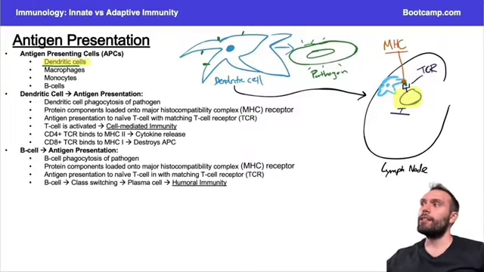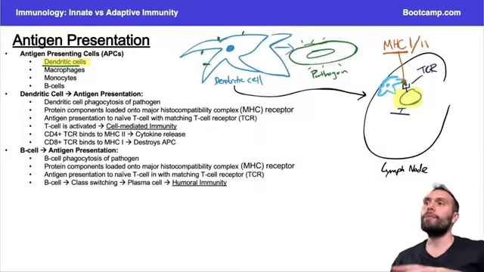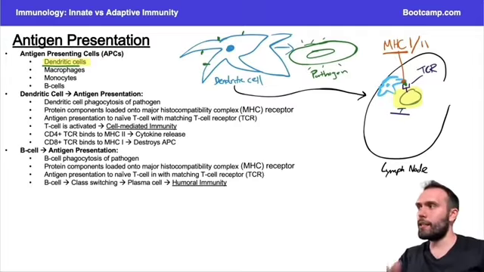Okay, now, dendritic cells can use different types of MHCs. So it can load the protein components onto an MHC receptor 1 or an MHC receptor 2, and there's a consequence to this. And I'll talk about that in just a second, but just remember, it can load it on MHC 1 or it can load it on MHC 2, and depending on which MHC it's on, it's going to target different T cells, and we'll talk about that in a second.